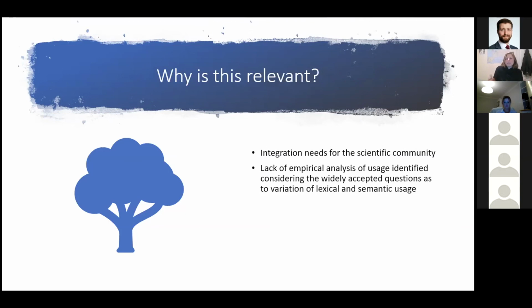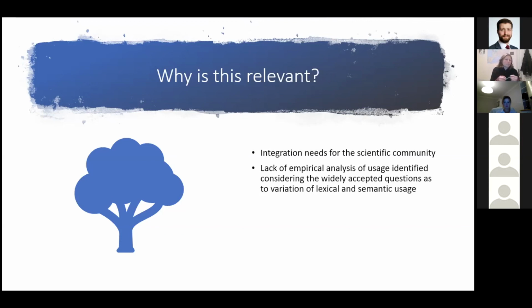But why is this relevant, really? Now in this digital age, the scientific community more than ever looks to integrate data like we do with everything else. If you think of the internet and the semantic web, to be able to search all of these things, we need to be able to integrate the data. But there are a lot of questions.